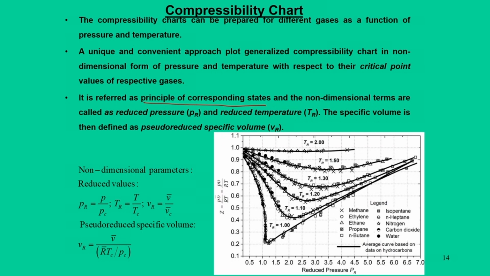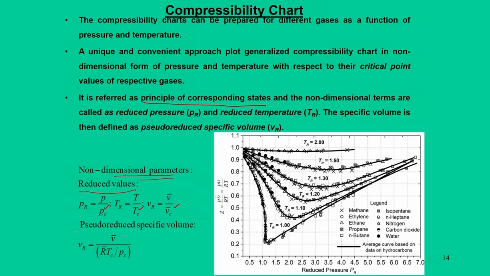To do that, non-dimensional parameters were introduced, which we call reduced values. For example, we introduce the critical pressure Pc, the critical temperature Tc, and the critical volume, V bar c, the molar specific volume. For each gas these numbers are unique, and when the actual pressure P is divided by these critical numbers, it becomes a non-dimensional number called the reduced pressure.